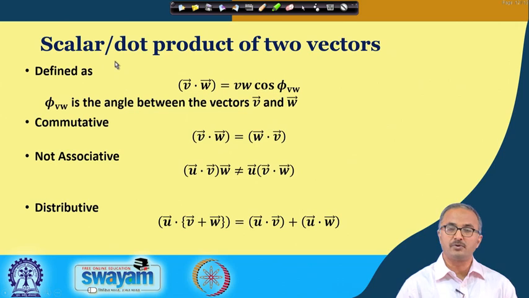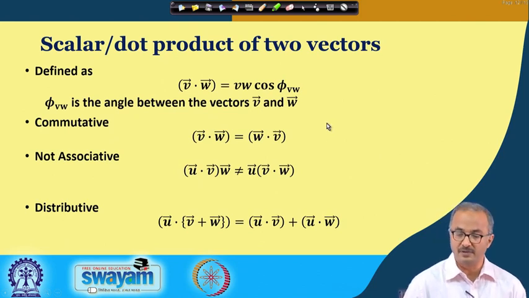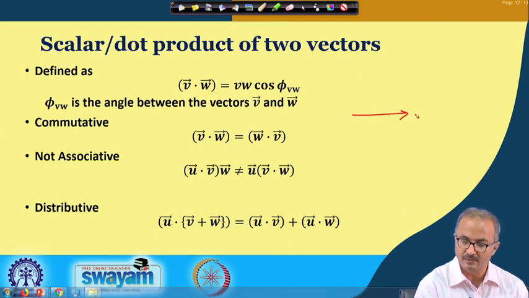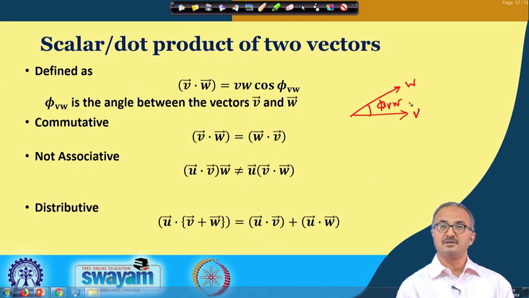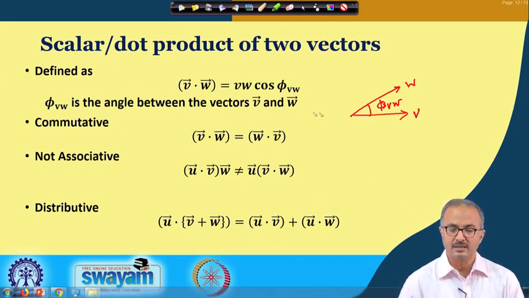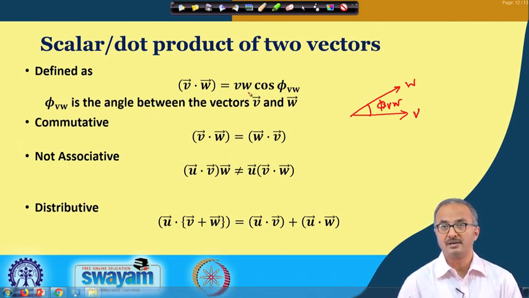Then we have the scalar product or dot product. In that, we have two vectors v and w. Then v dot w is equal to |v||w| cos phi vw, where phi vw is the angle between v and w. We can put it pictorially: we have this v here and w here, and this is phi vw, the angle it is representing. This is the way we define the scalar product, the dot product, because the resultant will be a scalar.